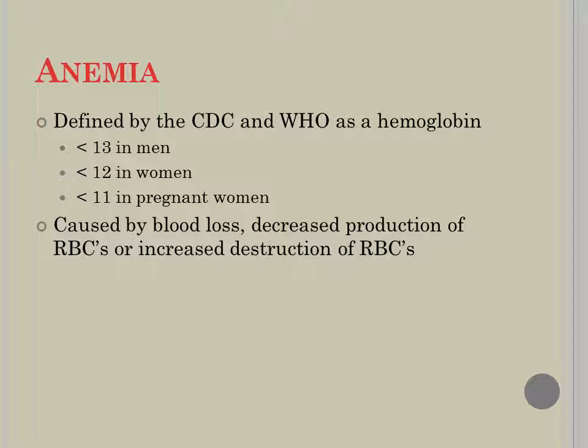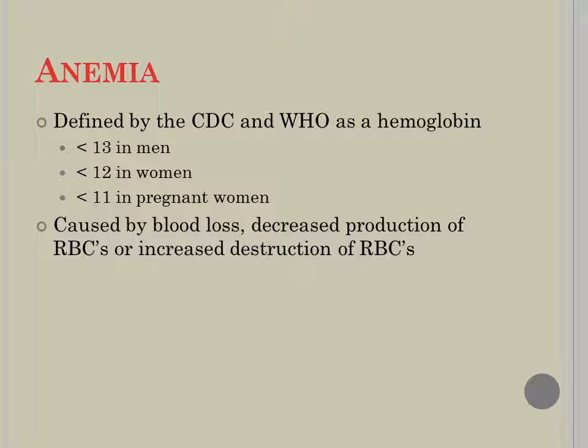The World Health Organization and the CDC identify anemia as a hemoglobin of less than 13 in men, which also correlates with less than 42% hematocrit, less than 12 in women, less than 36% hematocrit, and less than 11 in pregnant women. There are slightly higher values of hemoglobin and hematocrit that are considered standard, usually in the developed world versus the undeveloped regions of the world.